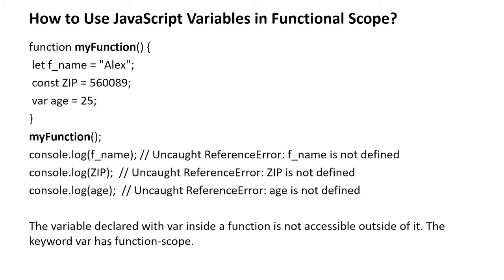How to use a JavaScript variable in function scope? Let's see it with an example. Function myFunction, let fname = "alex", const zip = 560089, var age = 25. Now call myFunction. After calling, write console.log(fname): it returns uncaught reference error, fname is not defined. console.log(zip): uncaught reference error, zip is not defined. console.log(age): uncaught reference error, age is not defined. The variable declared with var inside a function is not accessible outside of it. The keyword var has function scope.